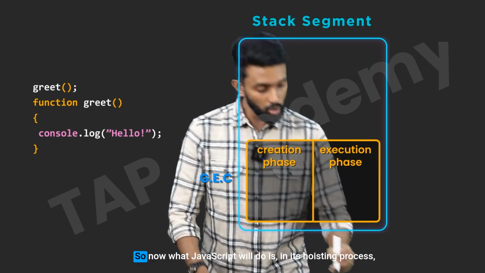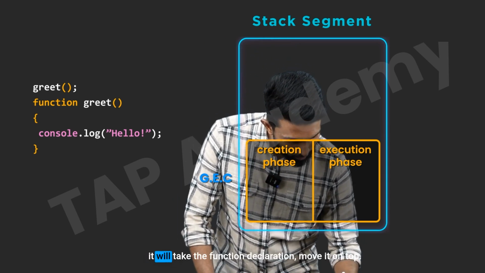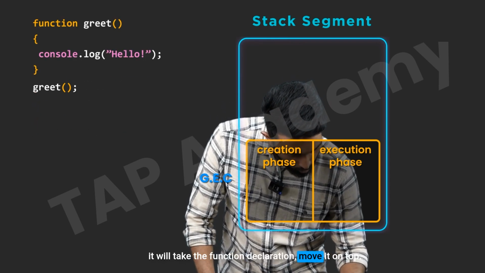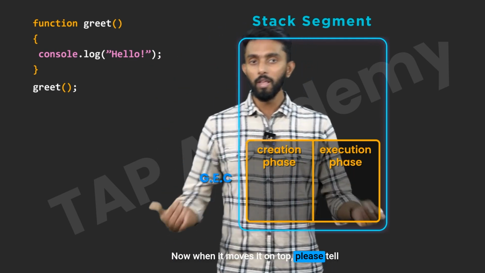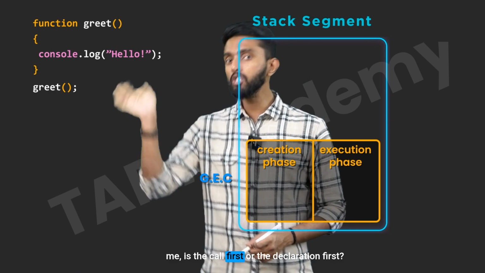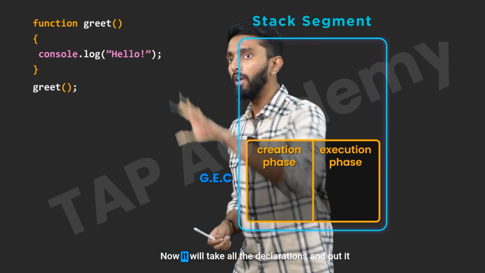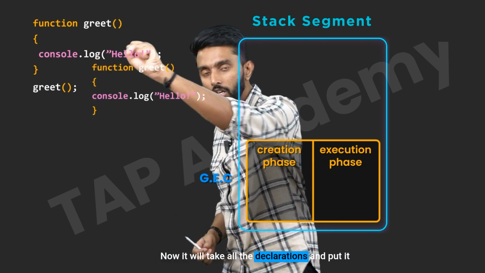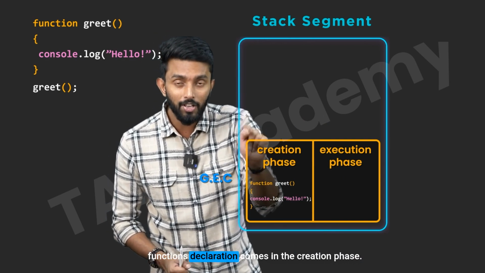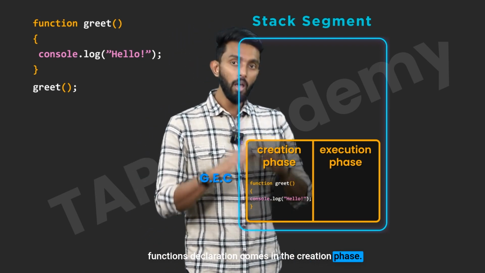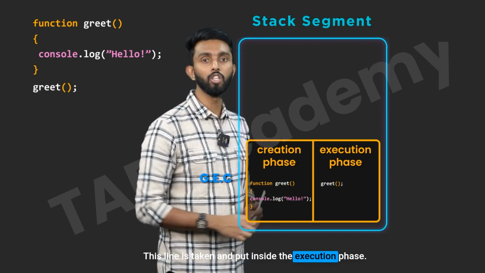Am I clear? So now what JavaScript will do is, in its hoisting process, it will take the function declaration and move it on top. Now when it moves it on top, please tell me, is the call first or the declaration first? Declaration. That is why it works. Understood? Now it will take all the declarations and put them inside the creation phase, which means this greet function's declaration comes in the creation phase. Wonderful. What is remaining is this call. This line is taken and put inside the execution phase.